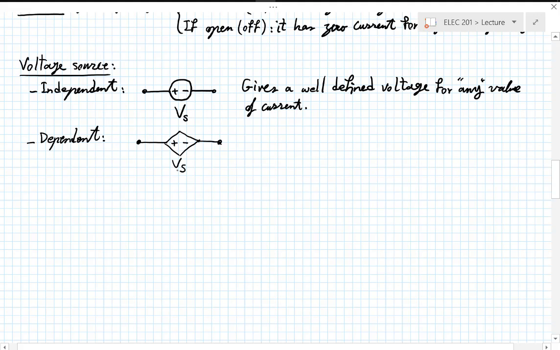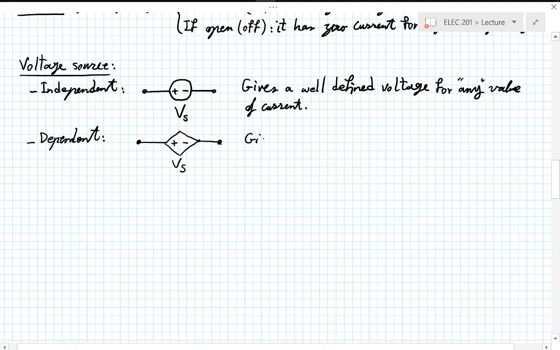So it's still a voltage source. It provides a well-defined voltage difference, or voltage, or potential difference, between its two terminals. Okay? Except that the value of this voltage is not just one simple number like your battery, 1.5 volts. For instance, it could be a multiple of some other voltage somewhere else in the circuit. Okay? In general, Vs is a function of some other quantity in the circuit, some other variable. Okay? So it's still the same thing.